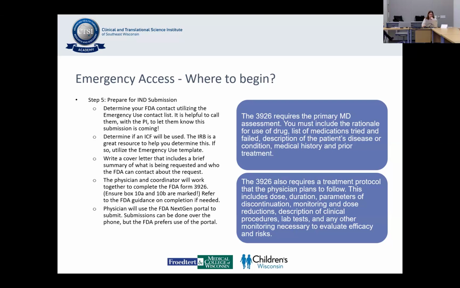It is helpful to call them with the PI to let them know that the submission is coming. So for this one, the PI and I just scheduled a time where we called into, they have a generic number, but that provided us with a direct contact at the FDA. She gave us her email to send it to. We talked to her about the case, so she knew exactly what was coming. And then once we hopped off the phone, we were able to send everything to her. We just wanted to double check all the things we needed in our submission.